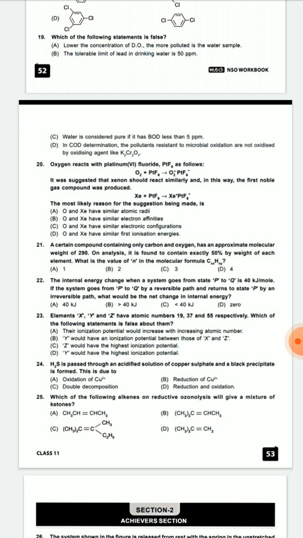As we know, P to Q is 40 kJ per mole. Q to P will be minus 40 kJ per mole, since internal energy is a state function and does not depend on the path. So the option will be D. Zero internal energy change as the net change. Okay. Question number 23.